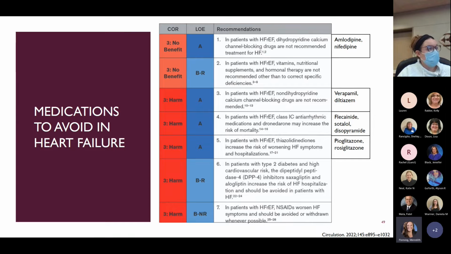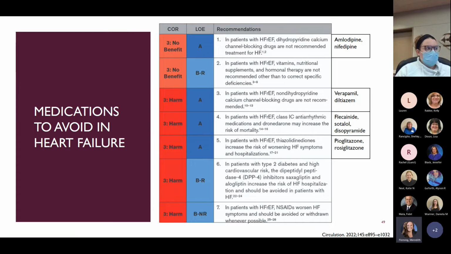But the ones that have shown to be harmful are on the bottom half of this chart. So we have our non-dihydropyridine calcium channel blockers, or verapamil and diltiazem. Some of our antiarrhythmic therapies like flecainide, sotalol, and disopyramide. And then our thiazolidinediones, which are diabetes medications, so pioglitazone and rosiglitazone, have shown to be harmful. And then the dipeptidyl peptidase 4 or DPP4 inhibitors, which are another diabetes medication, have also shown to increase the risk of heart failure hospitalization or heart failure exacerbations.